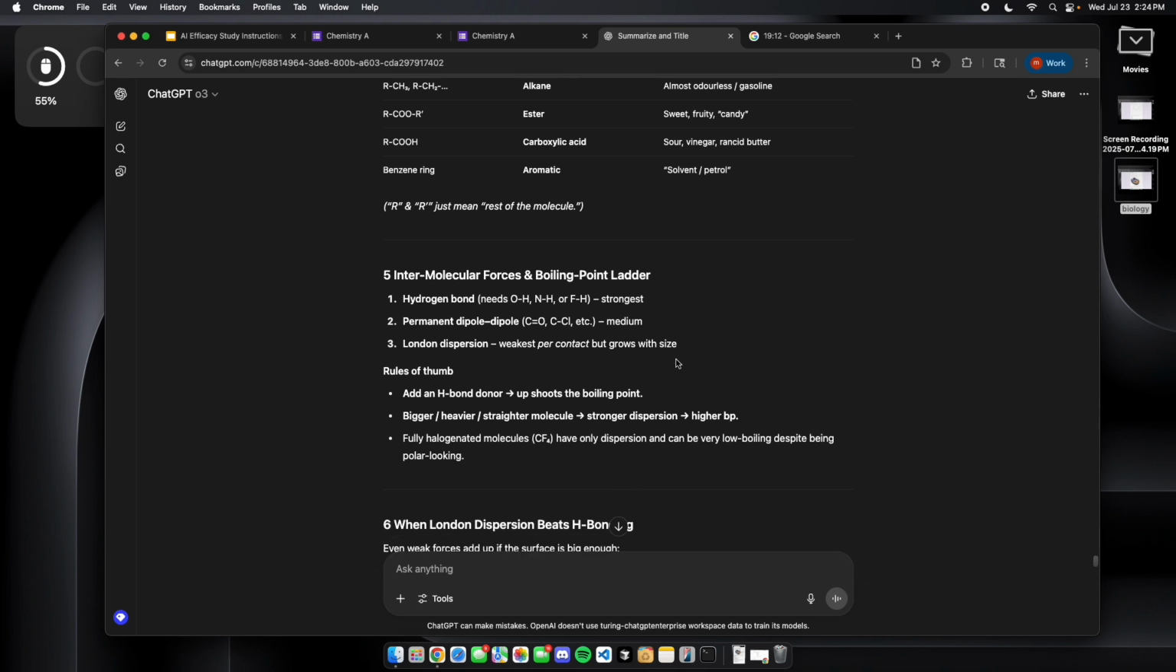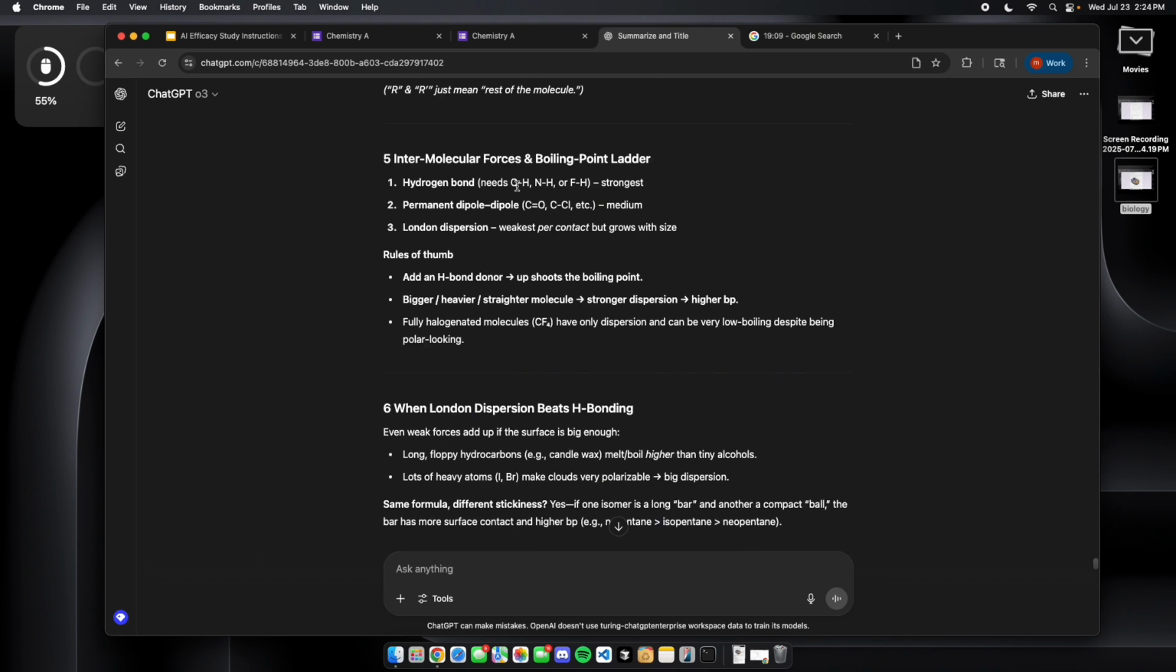Intermolecular forces and boiling point matter. Hydrogen bond needs OH and is strongest. Permanent dipole-dipole is medium. London dispersion is weakest per contact but grows with size. Okay.